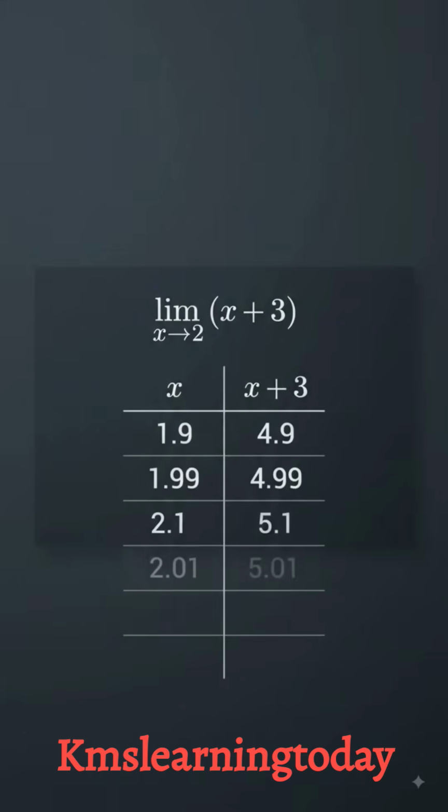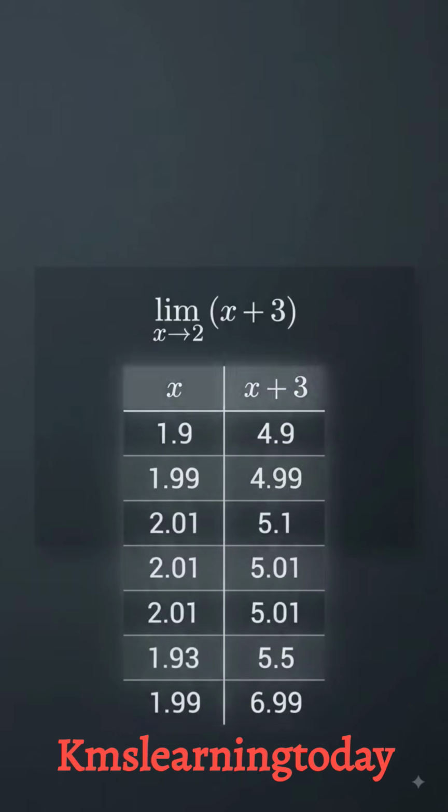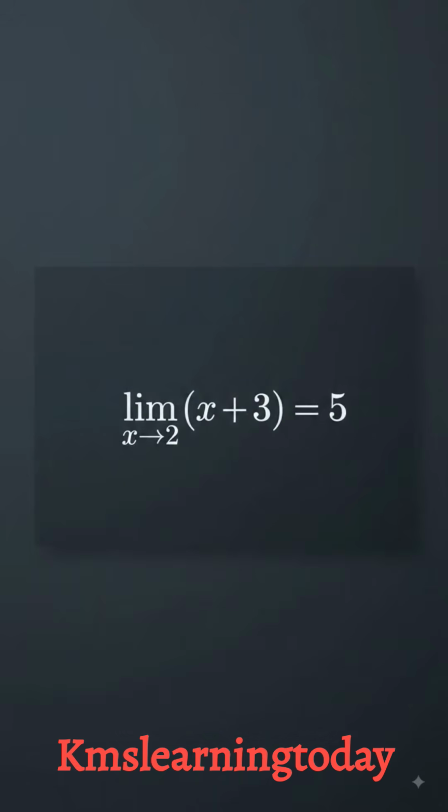For a simple example, consider x plus 3 as x approaches 2. As x gets closer to 2 from either side, x plus 3 gets closer to 5. Therefore, the limit is 5.